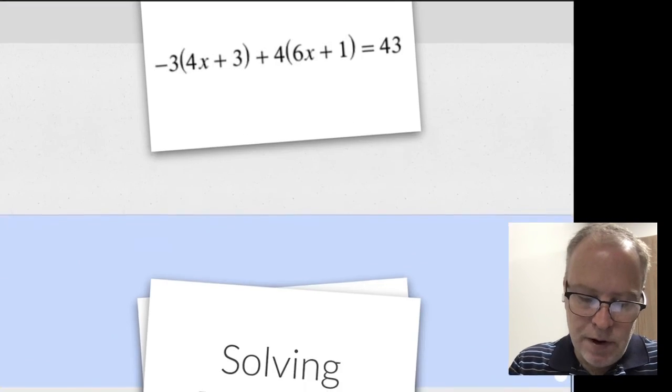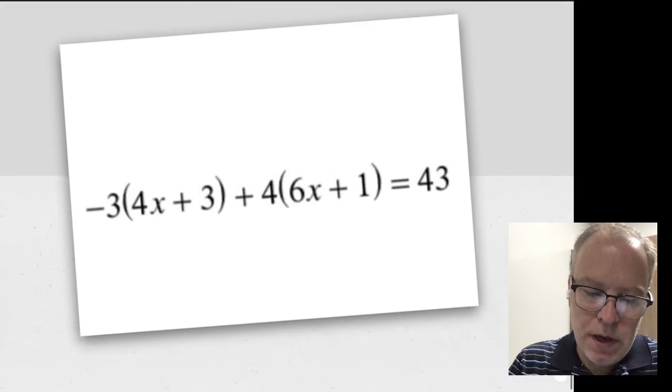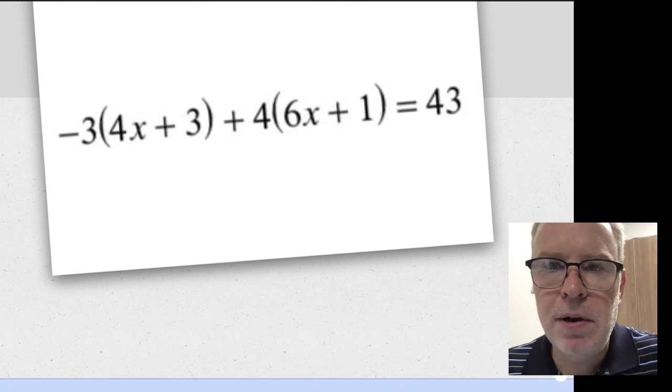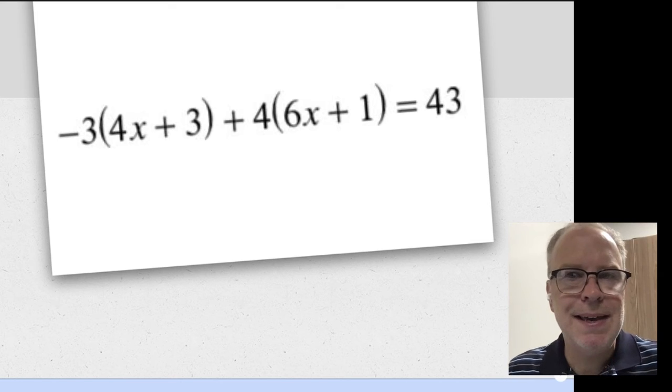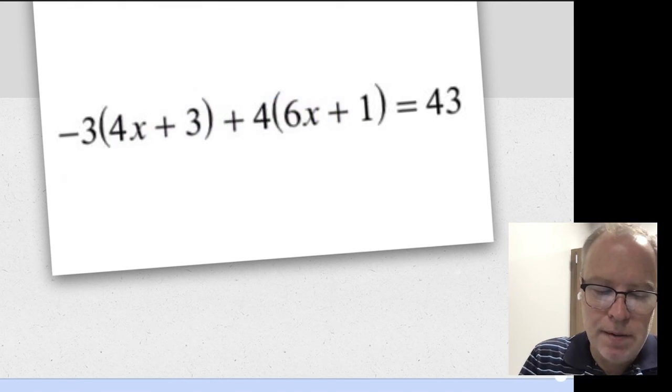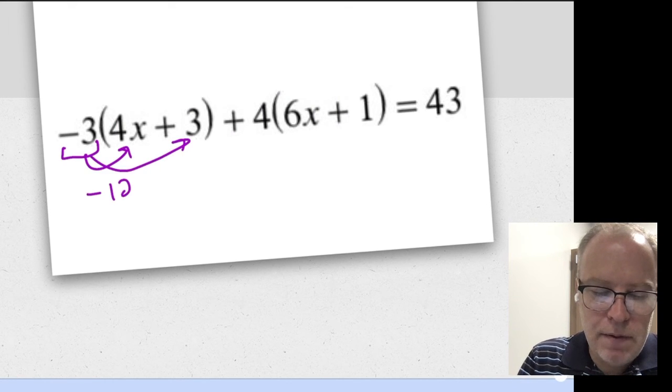All right, this is the very last question on solving equations. And there's all kinds of distributive property here. I would really encourage you to pause the video and give this a try and see if you can do it. And then check your answer against mine. So I'm going to launch my missiles here. I get -12x minus 9.